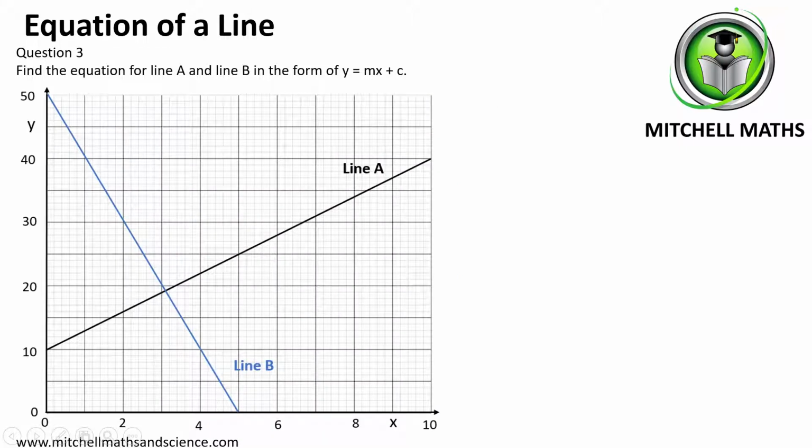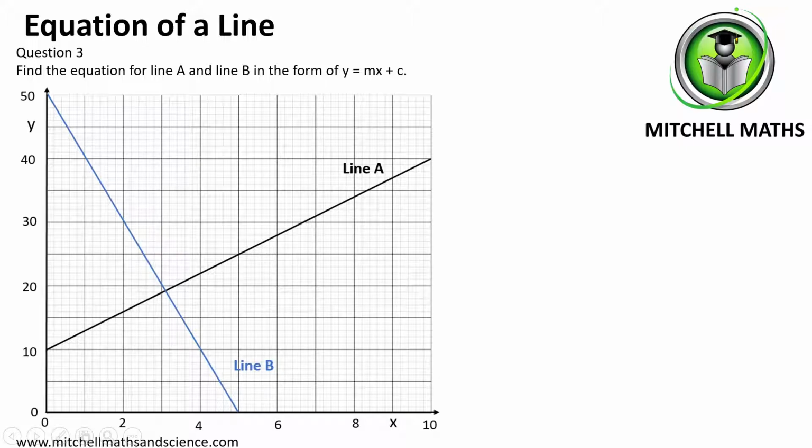Sometimes you will be given graphs. Here we're being given a graph of line A and line B. And what we've been asked to do is find the equation of those lines. Now what I notice immediately is that line B is sloping downwards. And because it's sloping downwards rather than upwards, that means the gradient's going to be negative.